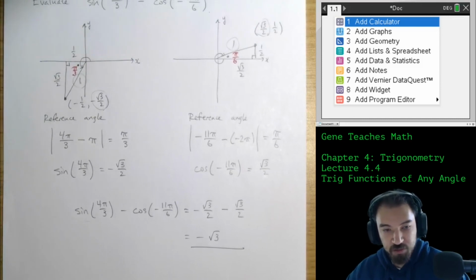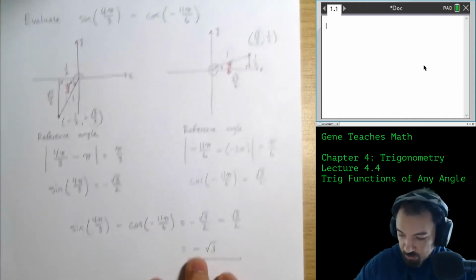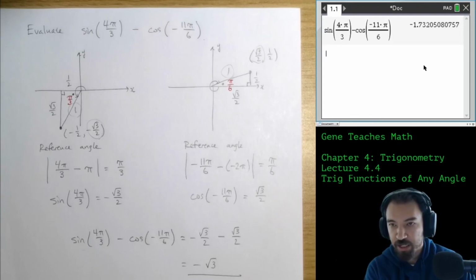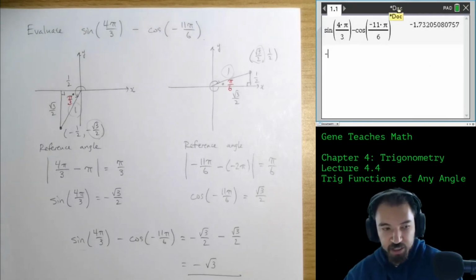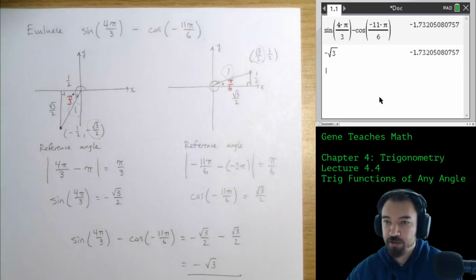Let's check with a calculator and see if we agree. So I'll change to radian mode, and I will type in the original expression, sine of 4 pi over 3 minus cosine of negative 11 pi over 6. That is a decimal value. Just to check, I will take the negative of square root 3 and see if it comes out. We have a match. That is how you deal with these angles.